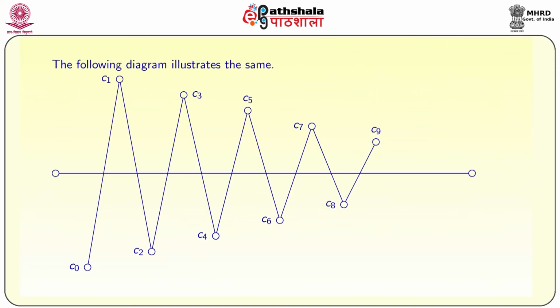So, if you look here, C0, C2, C4, C6, C8, the convergents with even subscripts, they are increasing, and the convergents with odd subscripts C1, C3, C5, they are decreasing, and they are all converging to the same value, but here the odd convergents are always greater than the even convergents.